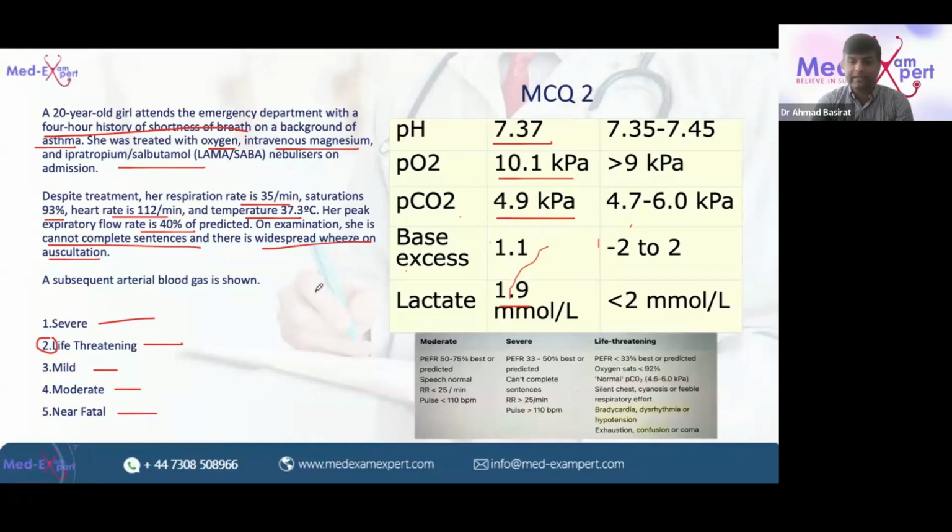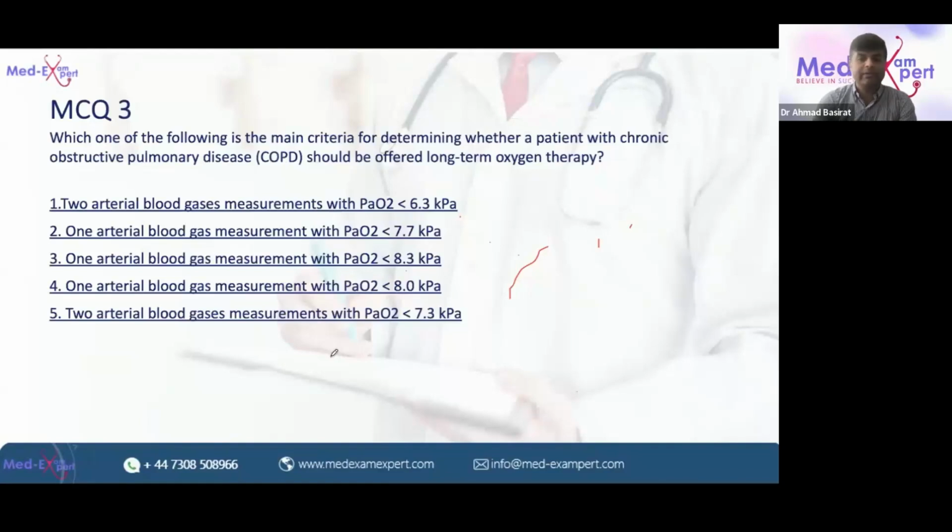Yes, this is life-threatening we are talking about, and the main thing is the normal PaCO2 here. Another main thing is the oxygen saturation, it's 93 there, but the main thing is this peak expiratory flow is less than 33% as well. You can well imagine that the reason for giving the ABG was to assess your knowledge that if you have an asthmatic attack and a normal PaCO2, that points towards life-threatening asthma.